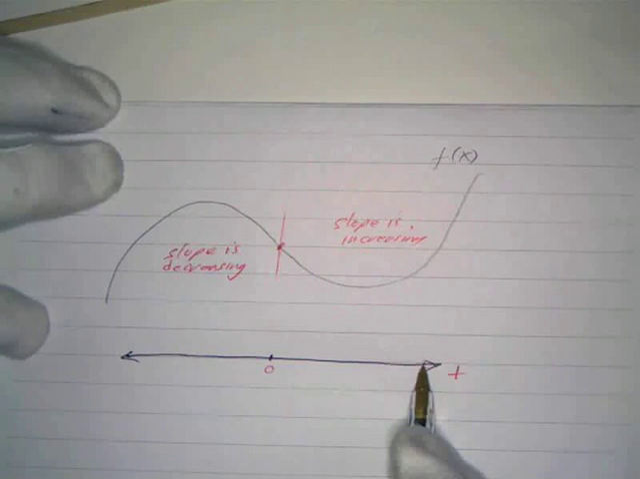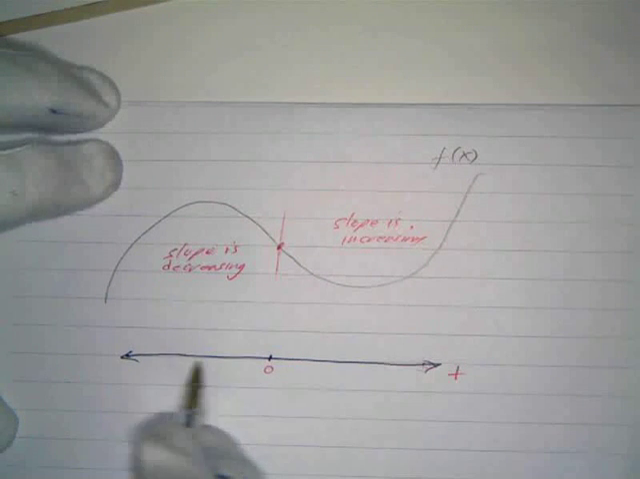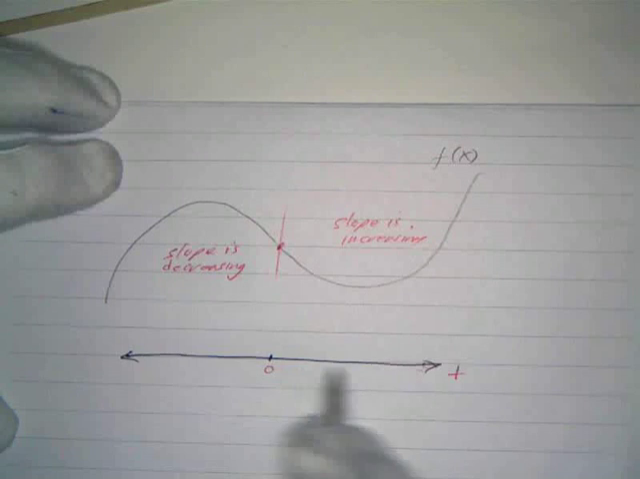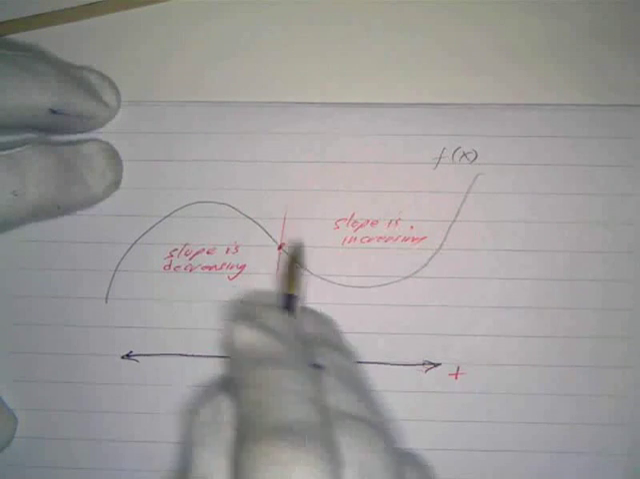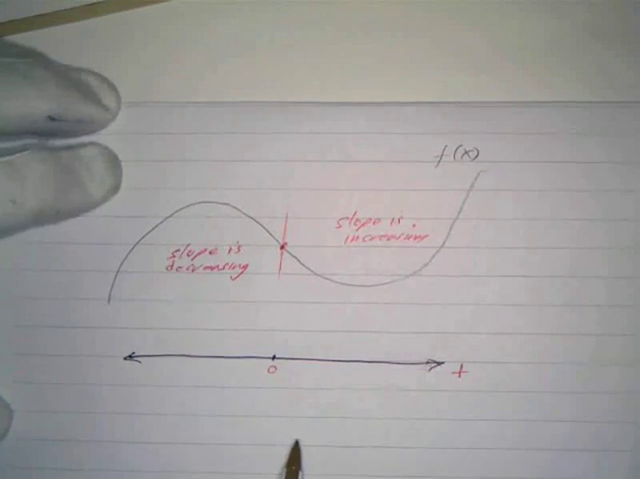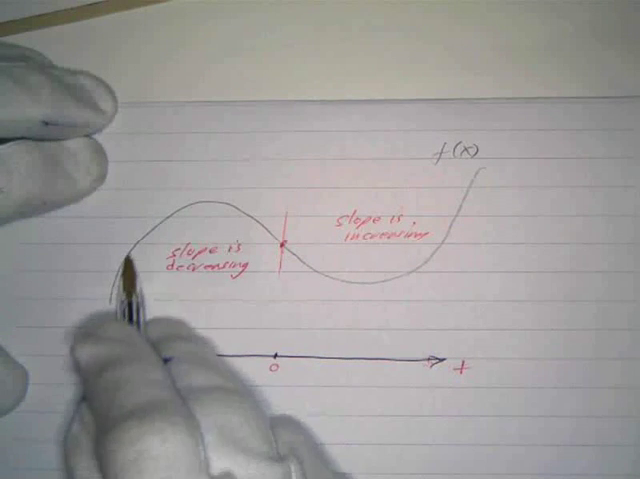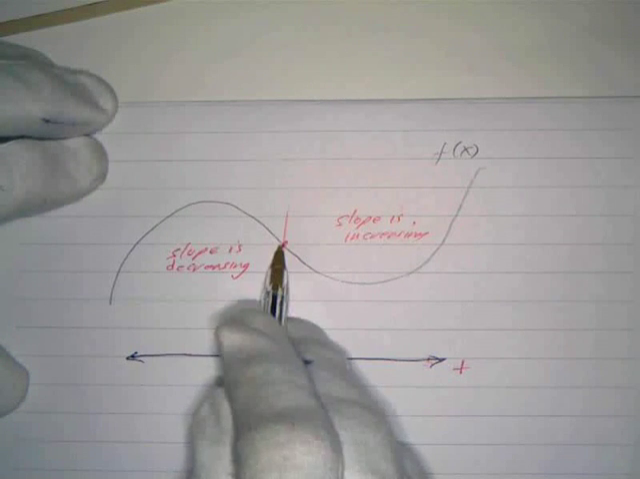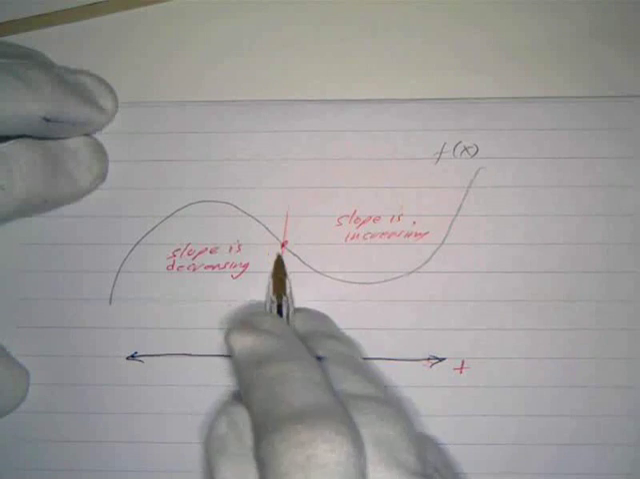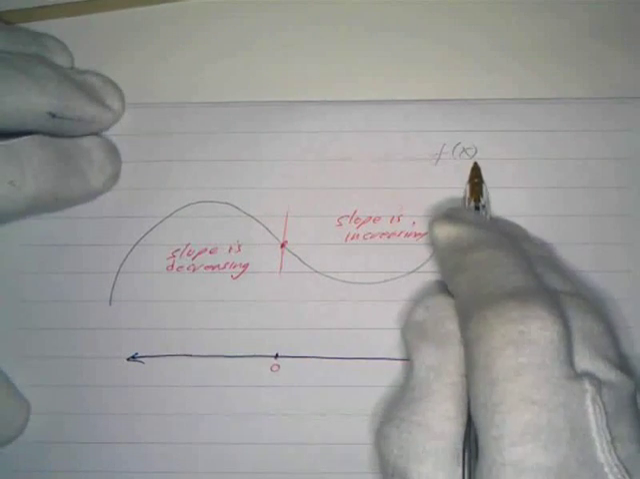So when the slope is moving to the left, it's decreasing. When the slope is moving to the right, it's increasing. So the slope is decreasing here, it's increasing there. Well, if we look at our curve, that is what we say is concave down while the slope is decreasing, concave up when the slope is increasing.